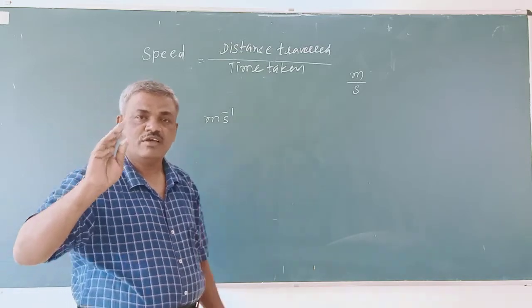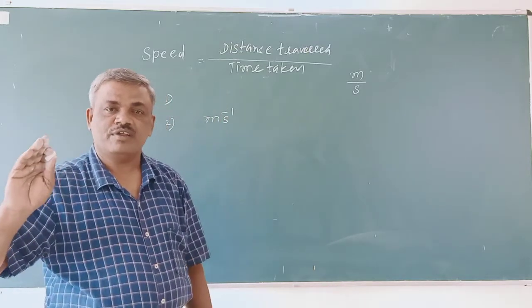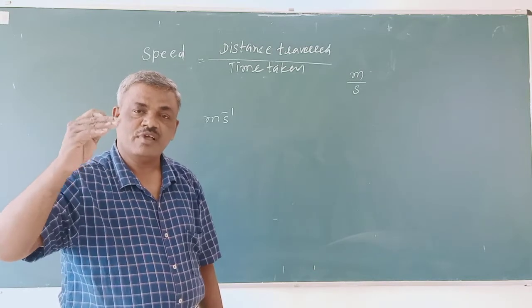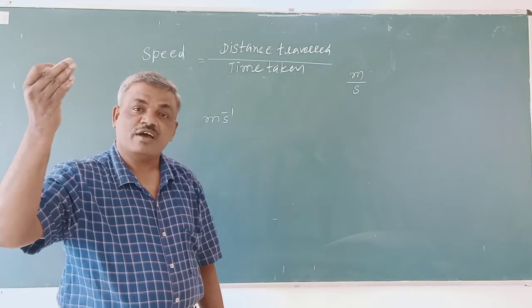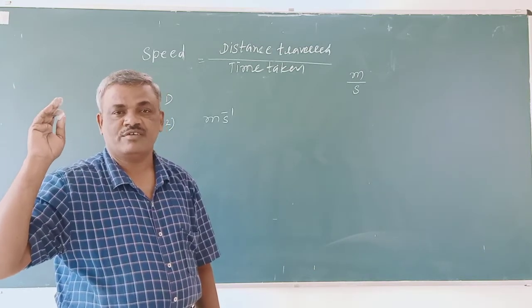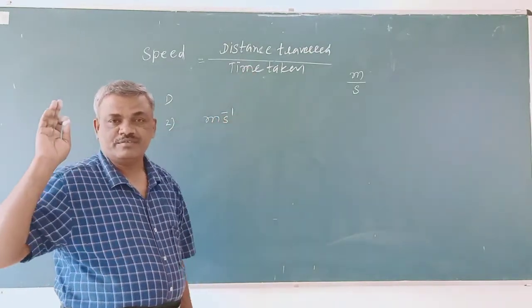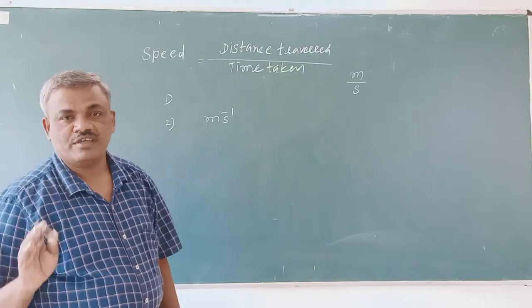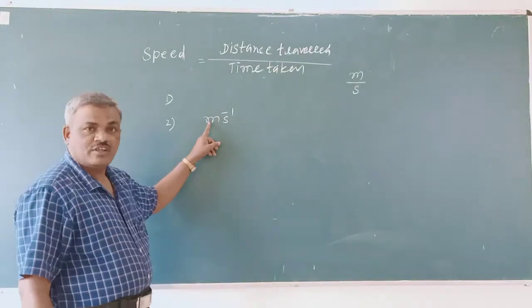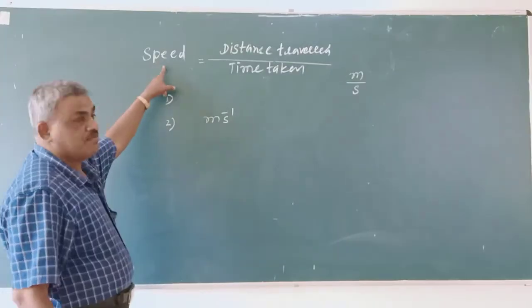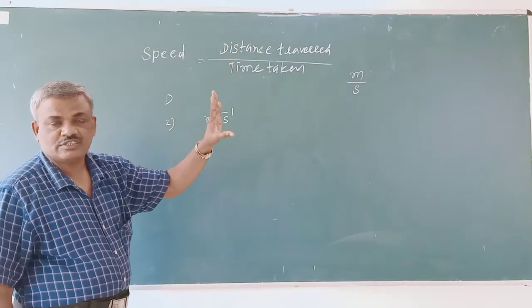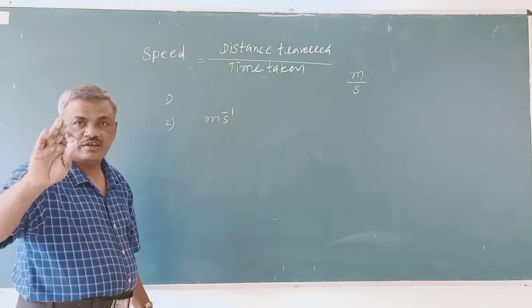So students, here first you know the definition of speed. The time rate of covering a distance by an object is called speed. Speed equals distance traveled by time taken. Speed is a scalar quantity. The SI unit of speed is meter per second. Average speed equals total distance traveled by total time taken.